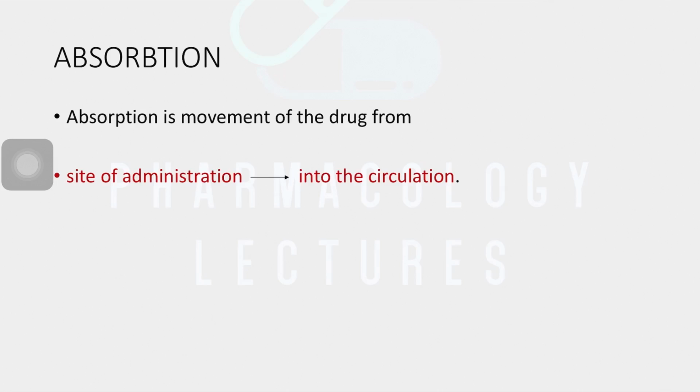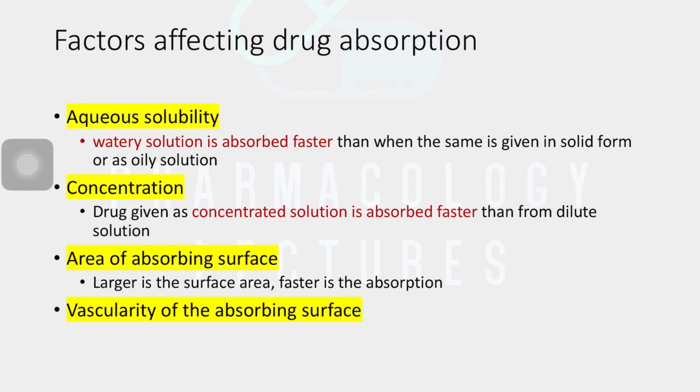Absorption is basically the movement of a drug from where? From the site of administration into the systemic circulation. So you are introducing a drug, and that drug reaches the systemic circulation. That moment is absorption. Now, which are the different factors that affect drug absorption?